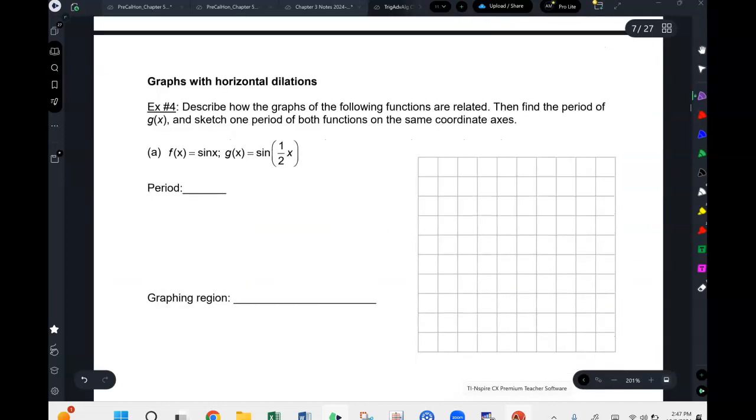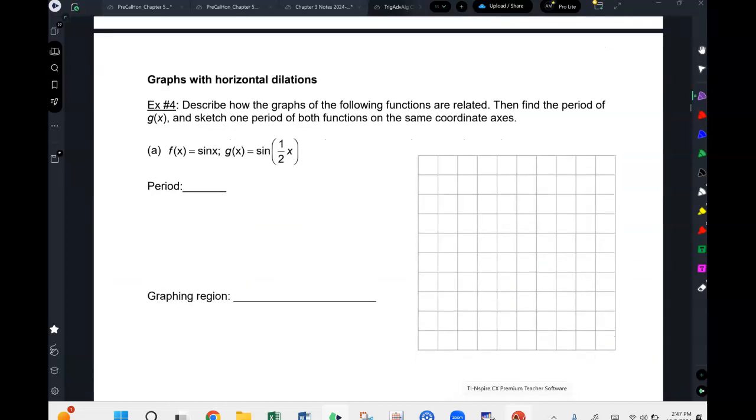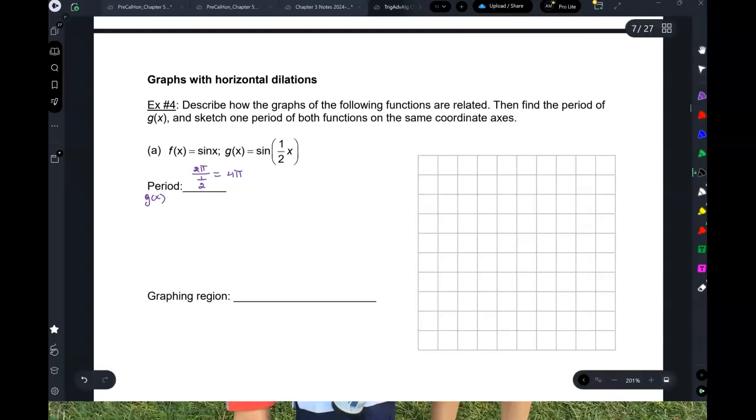All right, so take a look here. I have f of x and then g of x. So here, I want to write the period of g of x. It's going to be 2 pi over 1/2, which is 4 pi. That means instead of completing a cycle in 2 pi, it's going to take 4 pi to complete. All right, so now how are we going to graph this?